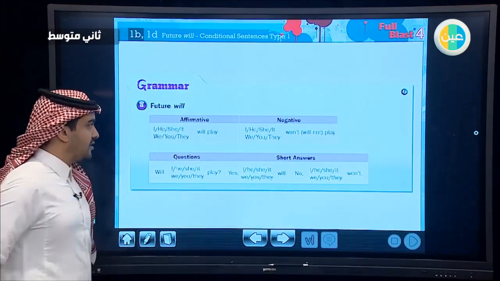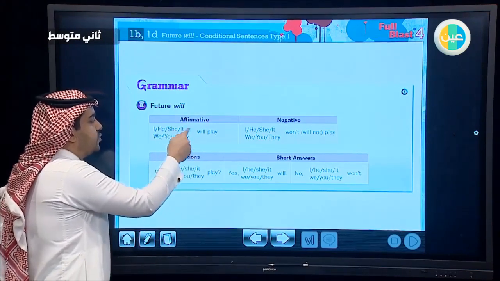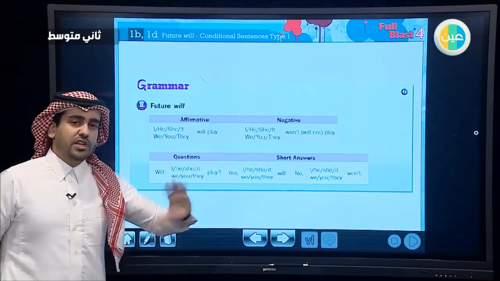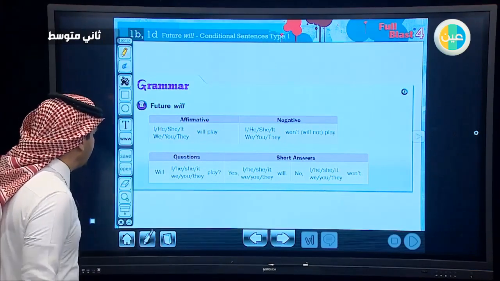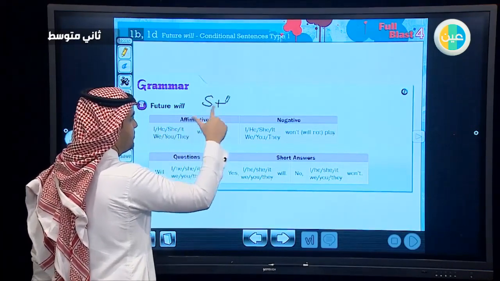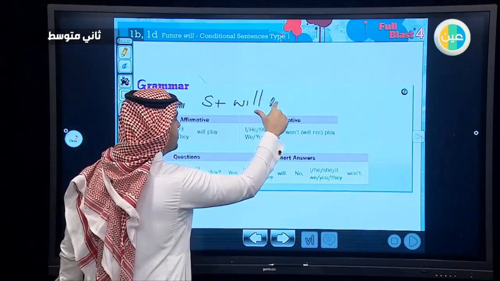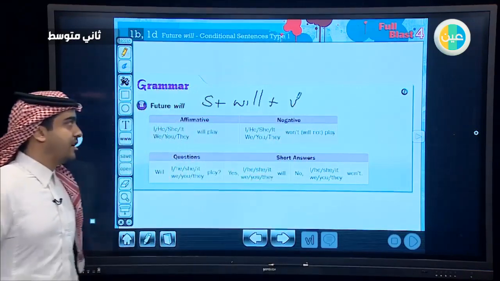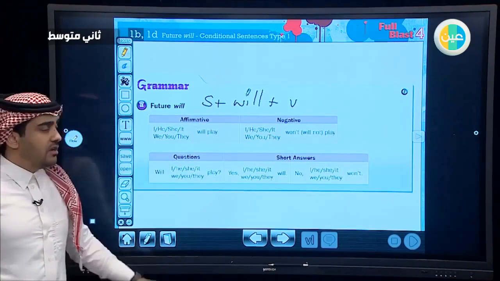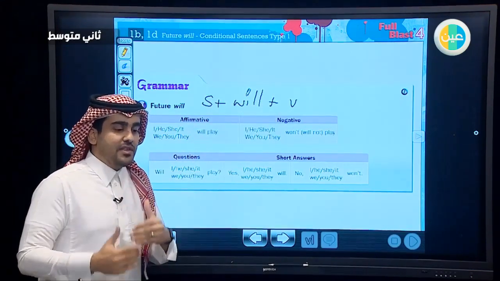Let's start with the affirmative sentence. I can say, I will play, she will play, it will play, he will play, we will play. You can use any subject with will without any change to the sentence. So I will show you how it's written. We do it like this: the subject plus will plus verb in the main form. As easy as this. The subject could be a name, or it could also be a pronoun. We can say he will play, we can say Ahmed will play. This indicates that this will happen in the future.